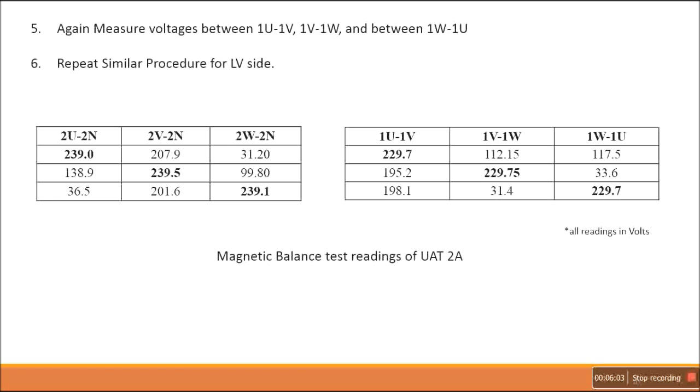In both the tables, the voltages written in bold are the applied voltages and the other voltages are the measured voltages. The table on the left side is for the secondary side of the transformer. The secondary side of the transformer that we tested was a star side. That is why the voltage was applied between 2U and 2N, and the voltage was measured between 2V-2N and 2W-2N. Here all the readings are in volts.